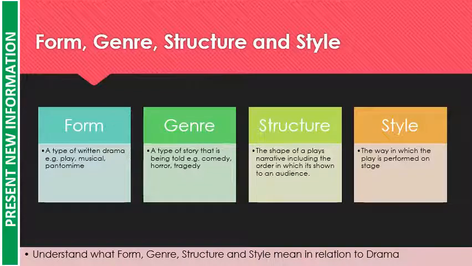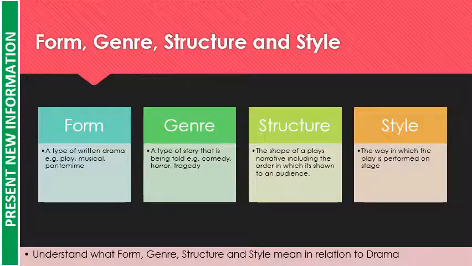So the very first part then, form, genre, structure and style. What do they mean? So form is a type of written drama. It could be a play, it could be a musical, it could be a pantomime. And then we have a little look at all the different things that make a play or a musical or a pantomime and what makes them different. Genre is a type of story that is being told. For example, a comedy, a horror, a tragedy.